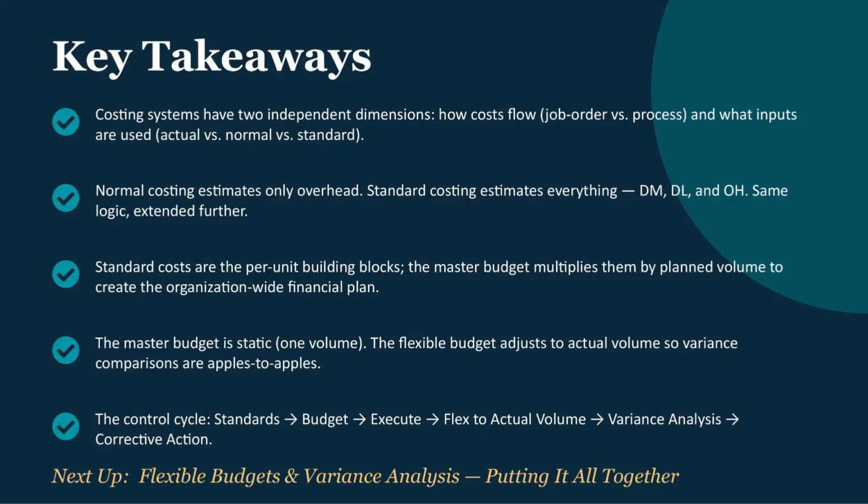First, remember that costing systems have 2 dimensions, cost flow and cost inputs. Second, standard costing extends the PO-char concept to all inputs. Third, standards form the per-unit building blocks that the master budget multiplies by planned volume. Fourth, the master budget is static while the flexible budget adjusts to actual volume. Fifth, the complete cycle, from standards to variance analysis, drives corrective action.